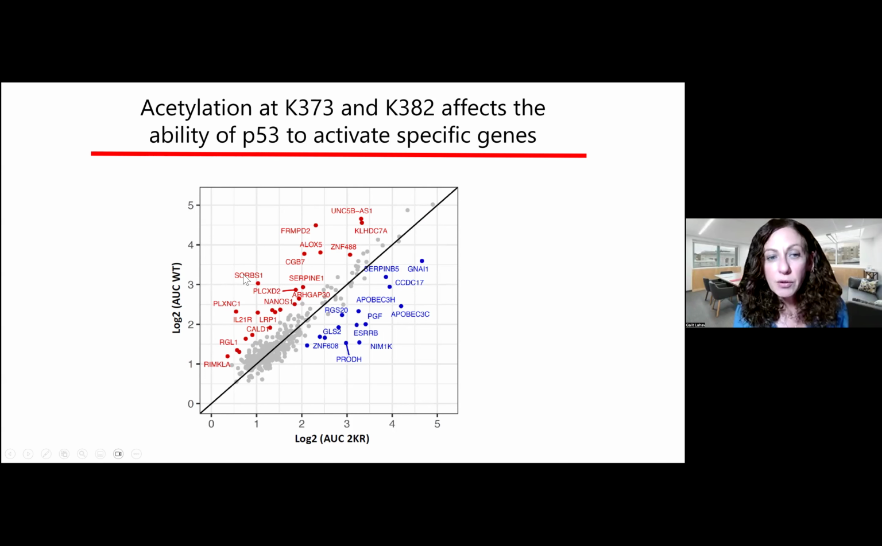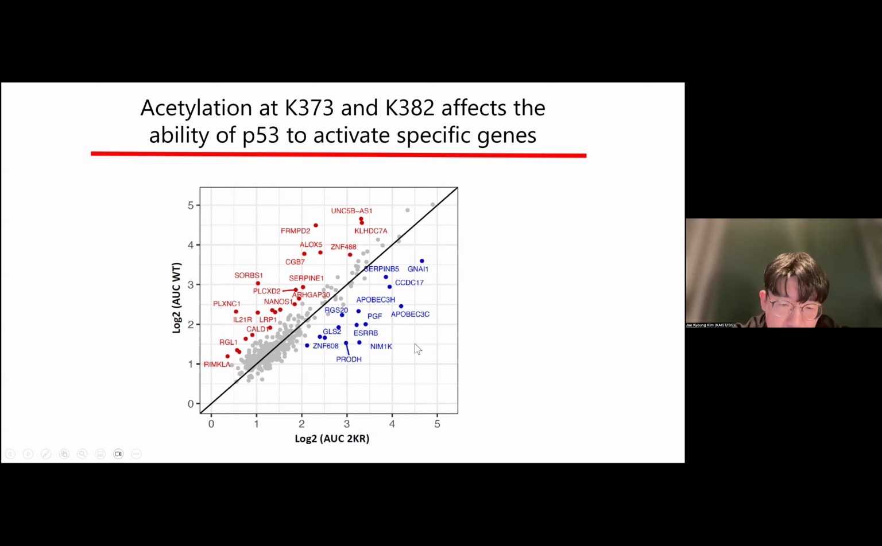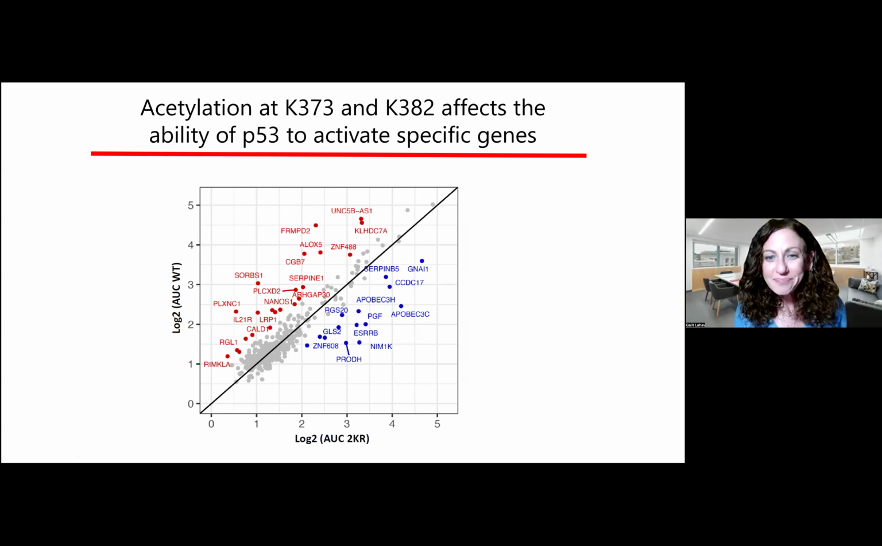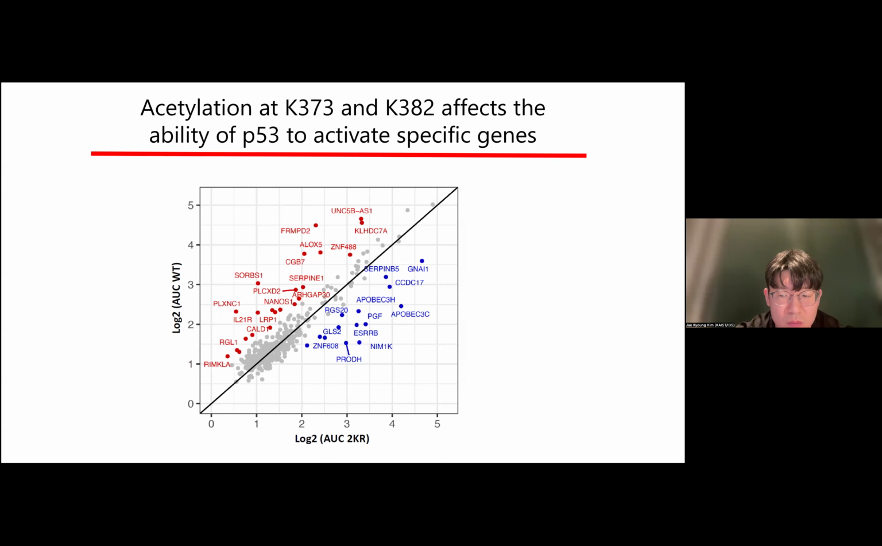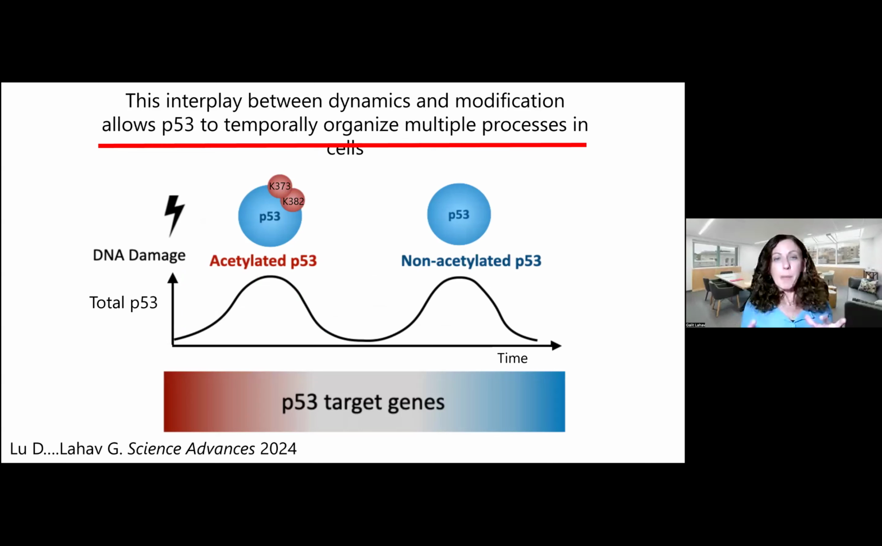The red ones here are genes that perform better if it's a wild type p53 compared to a p53 that cannot be acetylated, okay? These are the ones that we were expecting to find. But we also found this group of genes that prefer non-acetylated p53. They perform better when it's a mutant p53 that cannot be acetylated compared to wild type p53 that can be acetylated, okay?